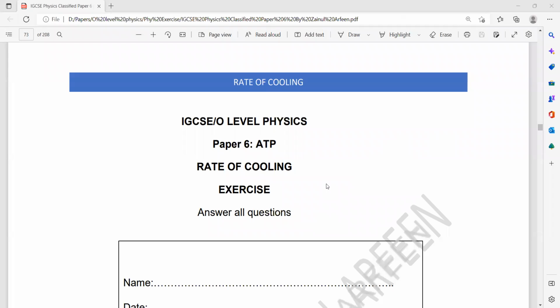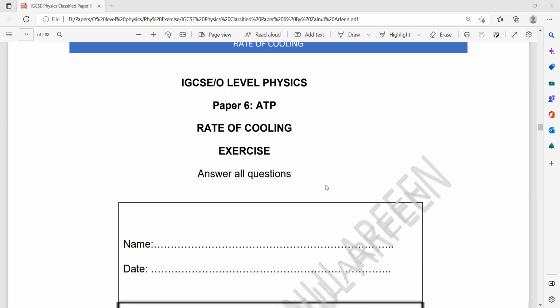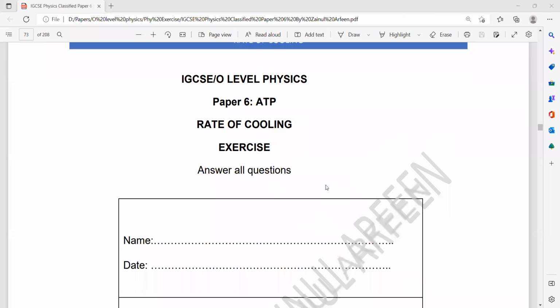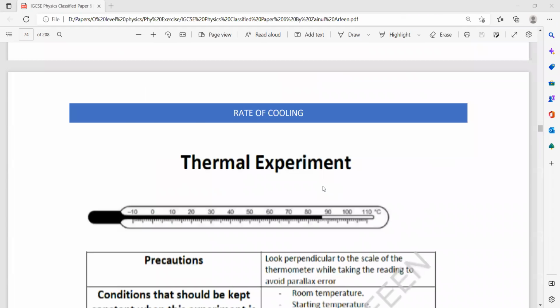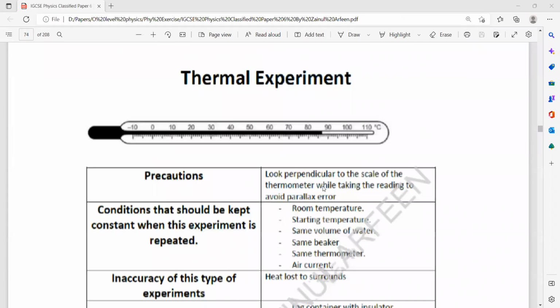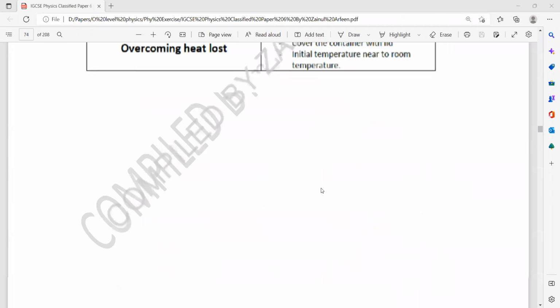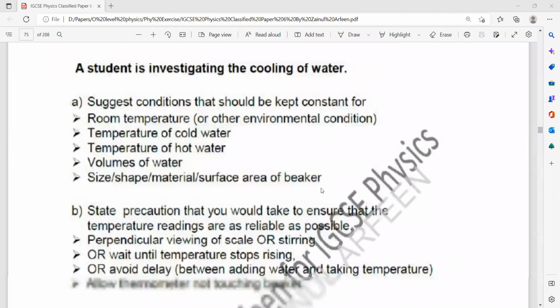Classified paper 6, topic: rate of cooling questions. This is a common topic in paper 6. You will find at least one question from this topic in a paper. These are the key points you should go through before starting the solution.